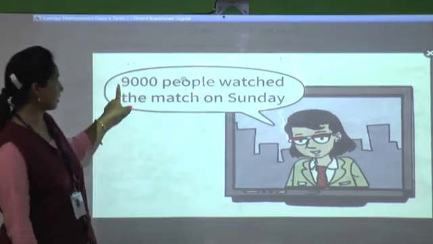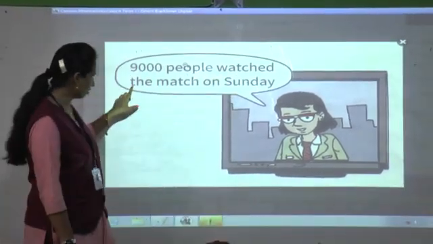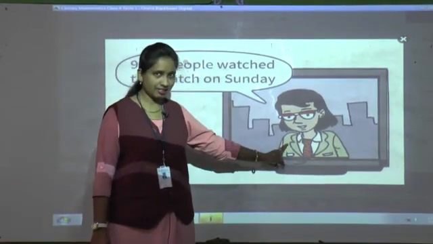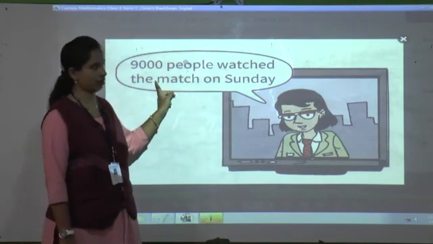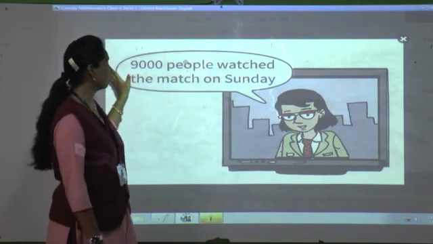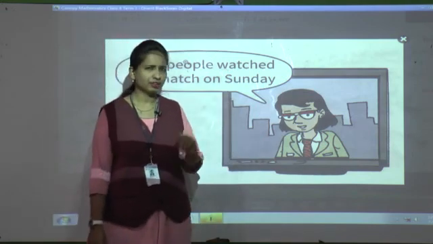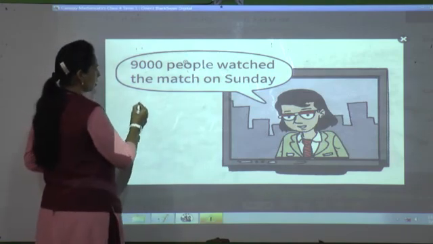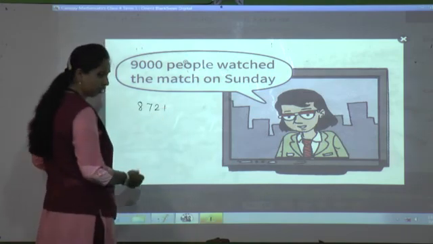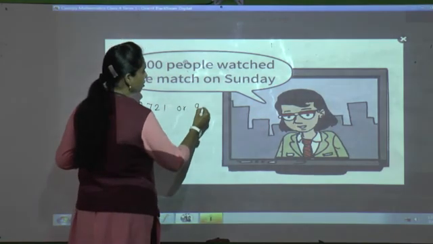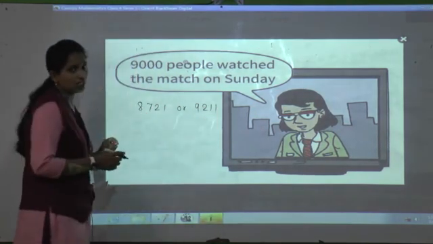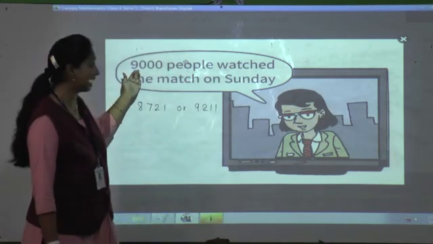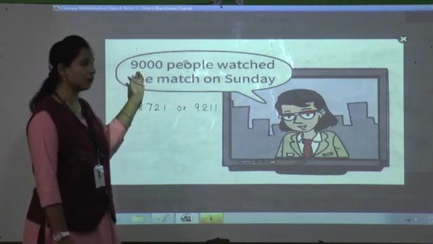Here they have said, 9,000 people watched the match on Sunday. The reporter is giving a report about the match, that last Sunday 9,000 people watched. Do you think exactly 9,000 people watched? Maybe the actual number is 8,721 or 9,211. But the reporter has taken the number 9,000. This is what rounding a number is.